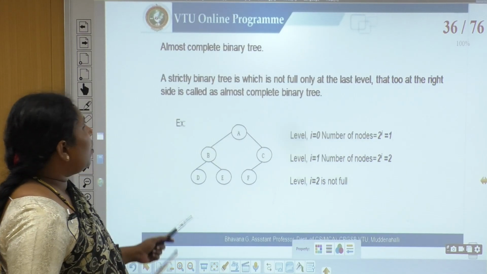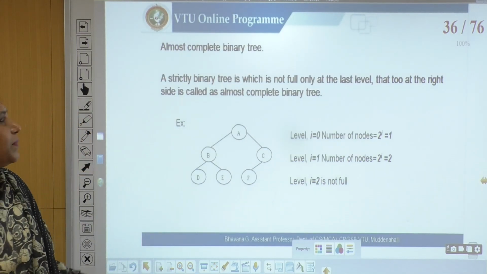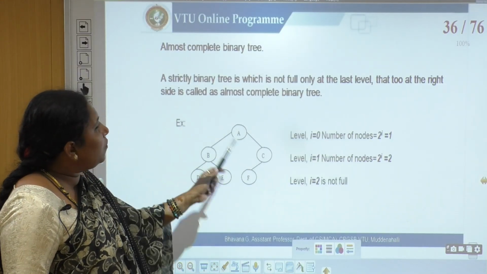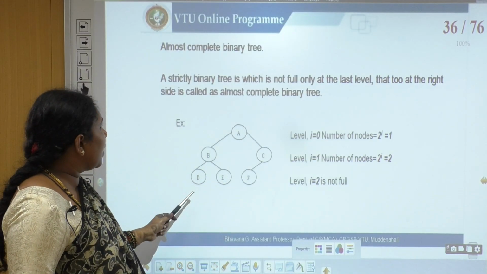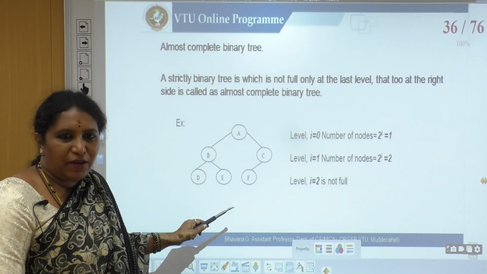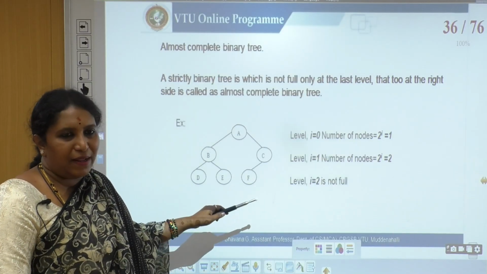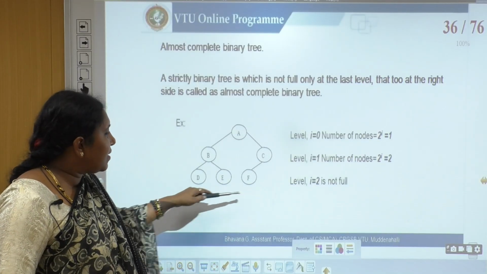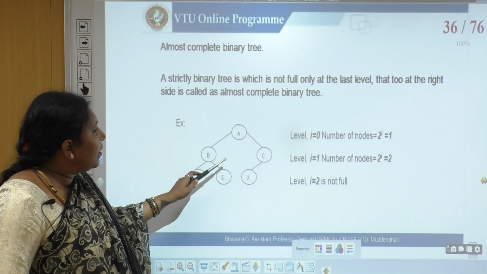So next is the almost complete binary tree. This is a strictly binary tree which is not full only at the last level. Okay, what they are telling is it is a binary tree, but it is not full at the last level. So you might not have all the leaves at the last level. So the last level need not be full. That is what they mean here.